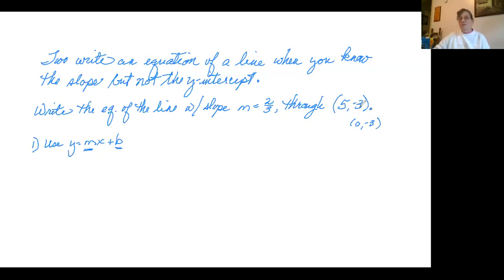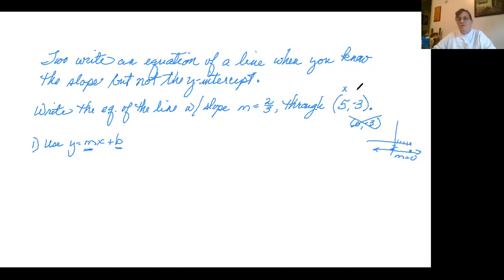And I know for a fact that the y-intercept is not going to be -3, because to have both the point 5, -3 and the point 0, -3, the slope would have to be 0 because it's a horizontal line. The slope is not 0. So the one number I can absolutely guarantee is not going to be b is -3.